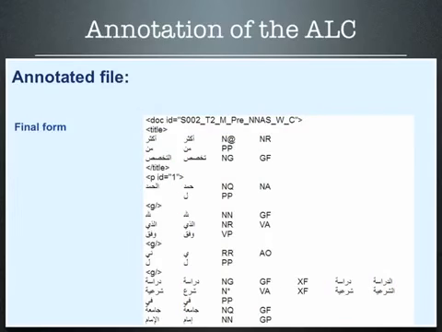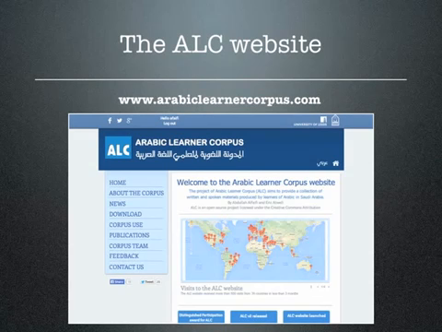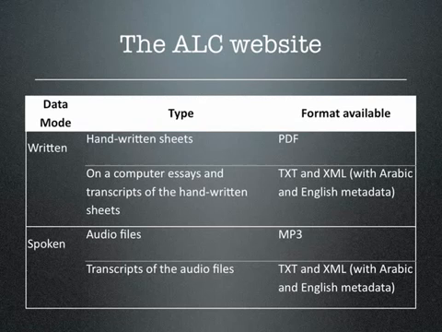So the final form of the annotated file will be like this. As the Arabic Learner Corpus is an open source project, the entire data of the corpus is available to download from the following website, www.arabiclearnercorpus.com. The corpus content is available in different formats, as shown in this table.